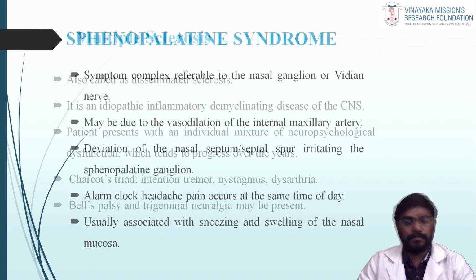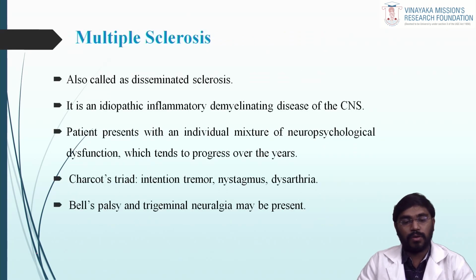the nasal mucosa. Coming to multiple sclerosis, it is also called disseminated sclerosis. It is an idiopathic inflammatory demyelinating disease of the central nervous system. Patients present with an individual mixture of neuropsychological dysfunction which tends to progress over the years. There is a triad called Charcot's triad, where intentional tremor, nystagmus and dysarthria are found in multiple sclerosis. When a patient is affected with multiple sclerosis, these three things will be seen, and Bell's palsy and trigeminal neuralgia can be present.